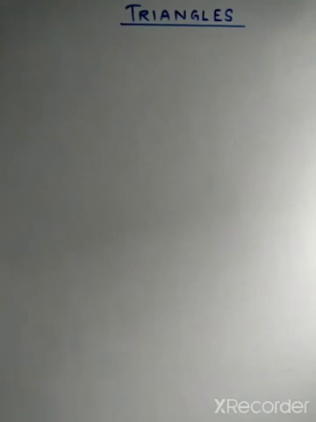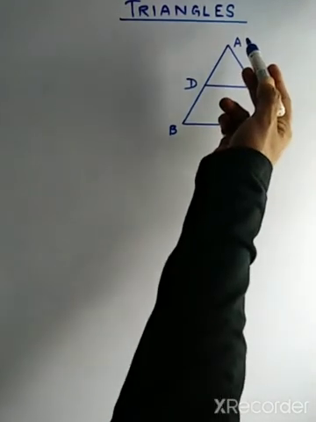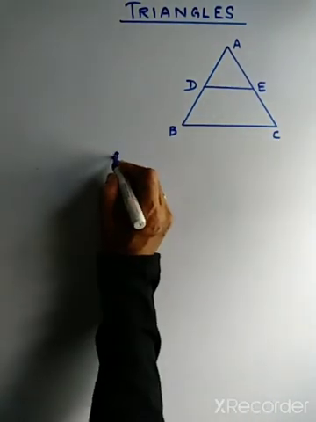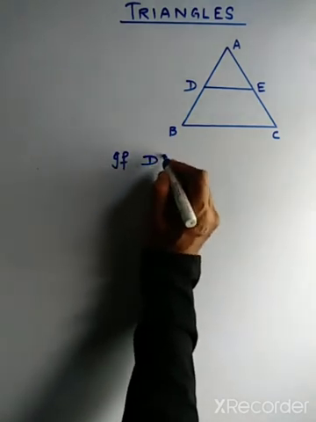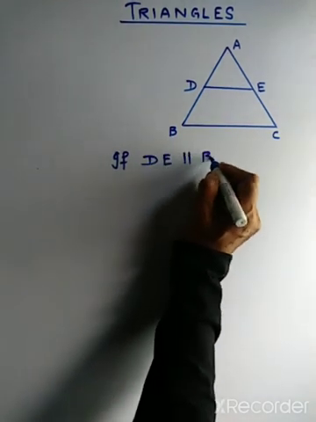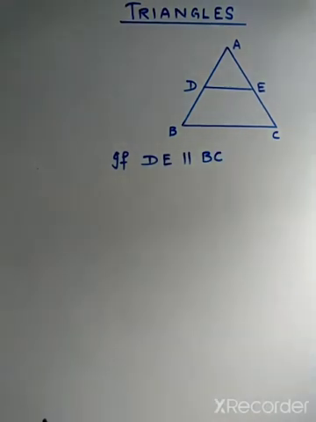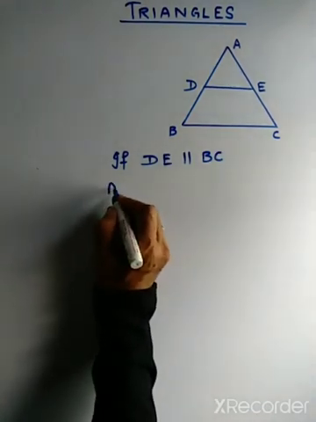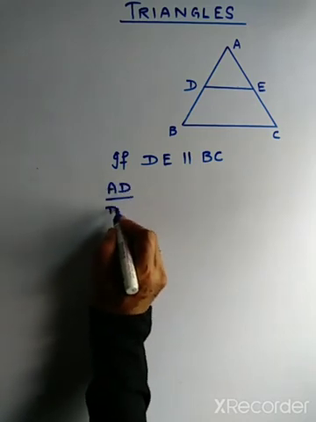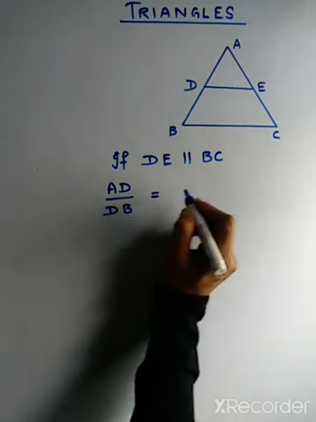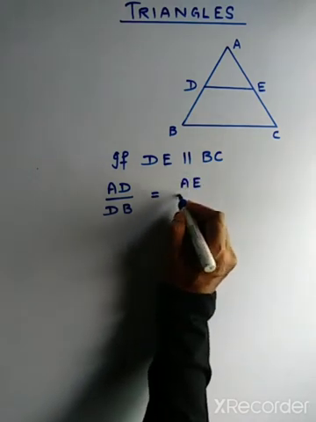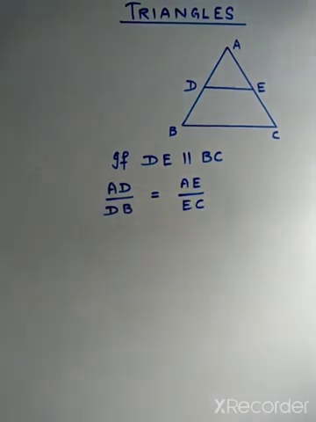Good morning, class 10th. As we have done the proving of basic proportionality theorem or Thales theorem in the last video, just for a recap, in triangle ABC, if DE is parallel to BC, then according to Thales theorem or basic proportionality theorem, AD upon DB equals AE upon EC. This is basic proportionality theorem.